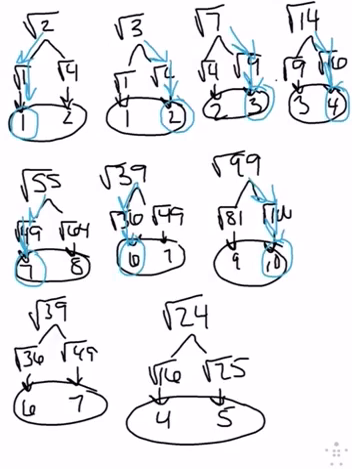The square root of 39 is closer to 36, which is 6. And the square root of 24 is closer to 25, which is 5. The numbers I circled in blue are the answers for 10 through 18. I'm now going to erase all of this and start fresh for numbers 19 through 27.